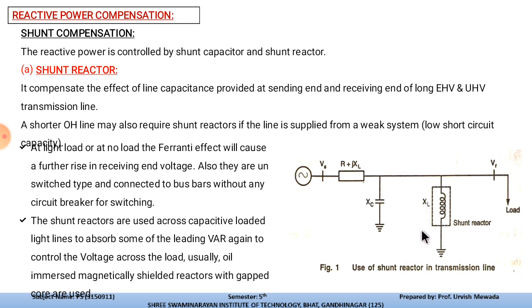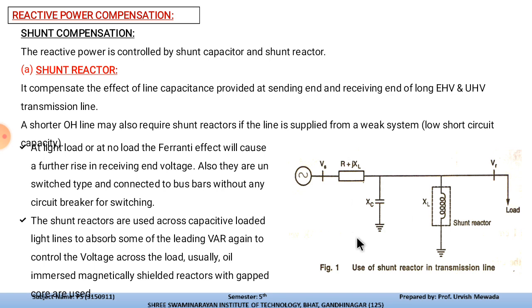Now, light load or no load means that at the time of light load or no load, the Ferranti effect will cause a rise in the receiving end voltage, which we already studied. Whenever the load is not connected to the transmission line, or the connected load is light, then due to the charging capacitance, the capacitance created between line and ground, the voltage will successively increase from the sending end to the receiving end.